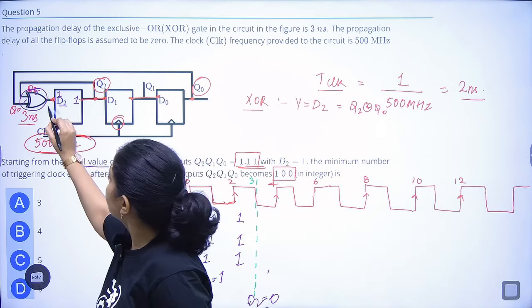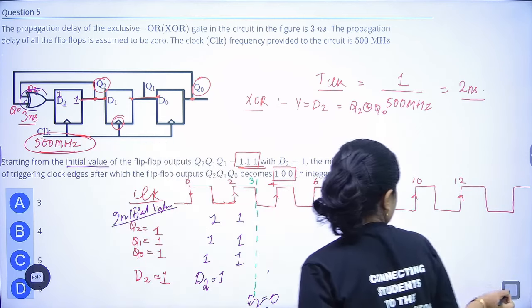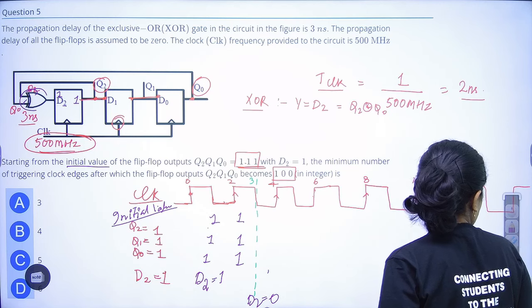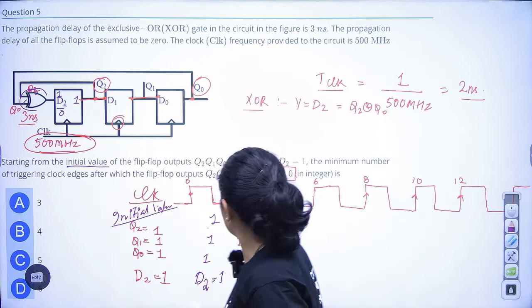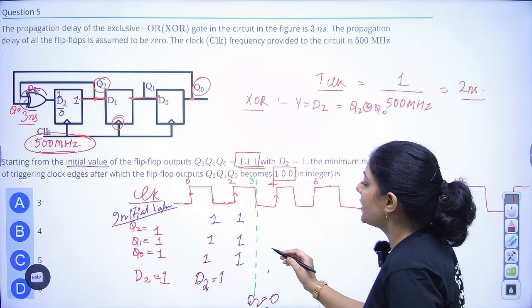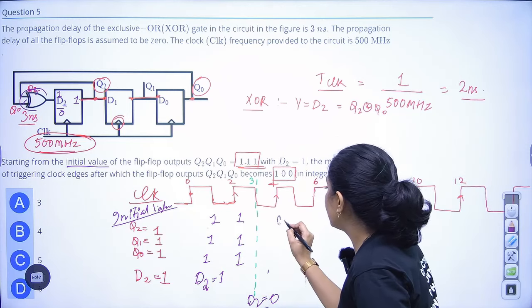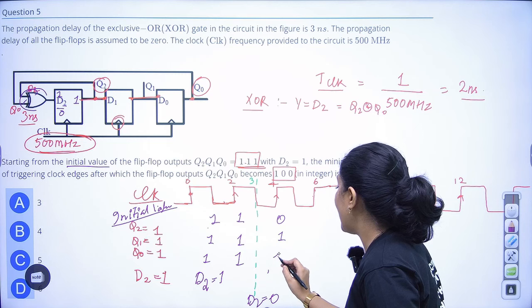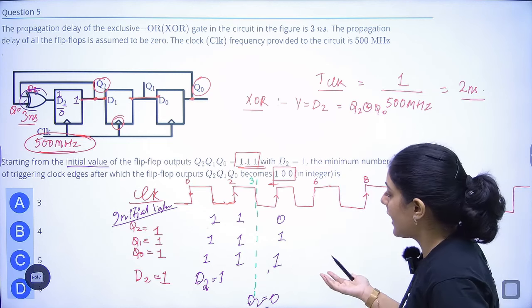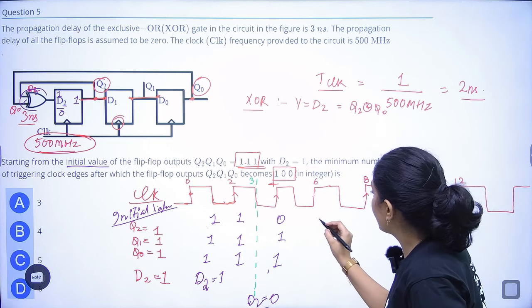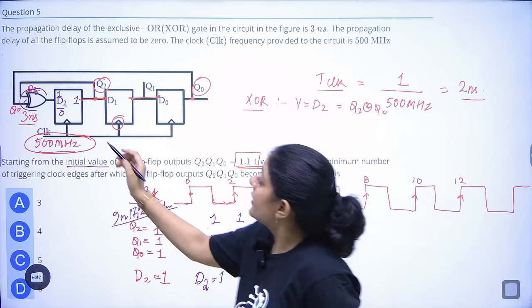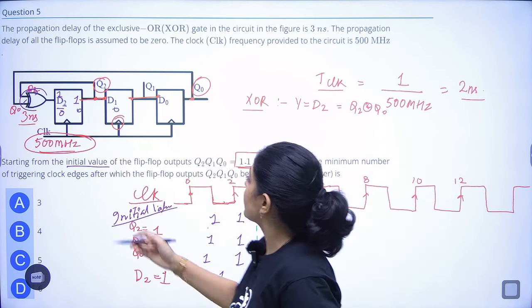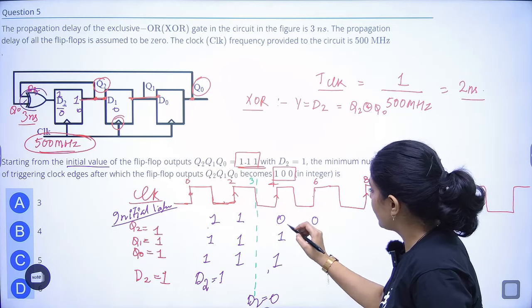It will give 0 here. After 3 nanoseconds, what will happen? D2 will become 0. That means Q2 will become 0, 1 and 1. Now it will process here. It will shift itself, so after 6 nanoseconds it will become 0. Now 0 is shifted to this also, so 0 will shift here.